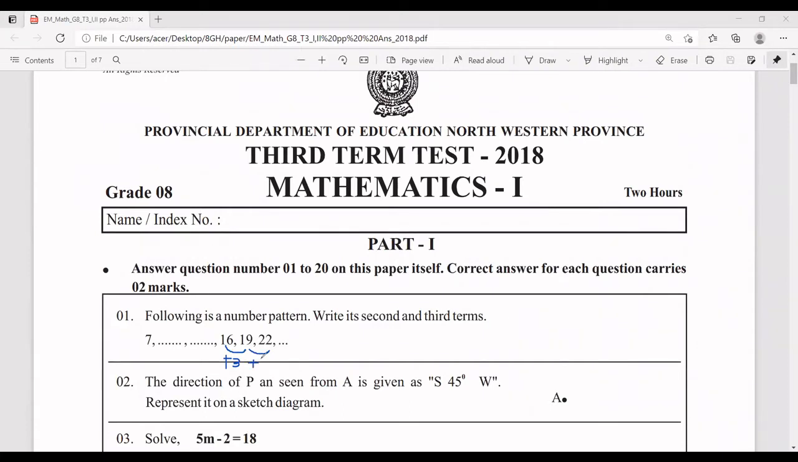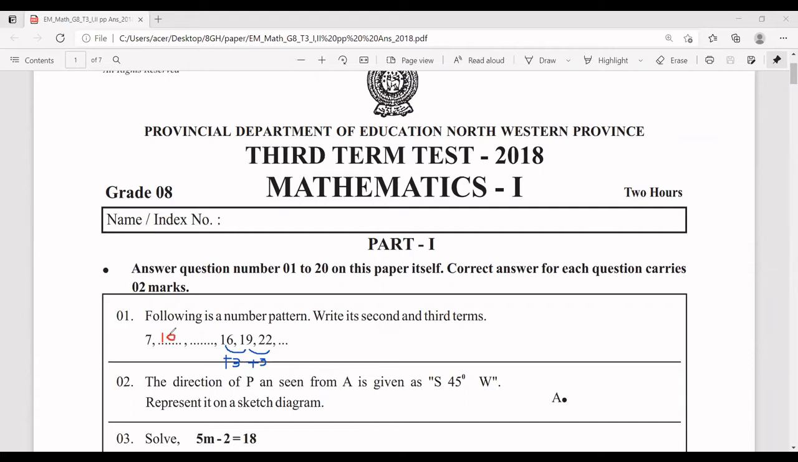Yes. Then you know that this pattern is obtained by adding 3 to the previous term. So, to get the next terms, also you have to add 3 to the previous term. Then 7 plus 3, what? 10. Yes. 7 plus 3, 10.